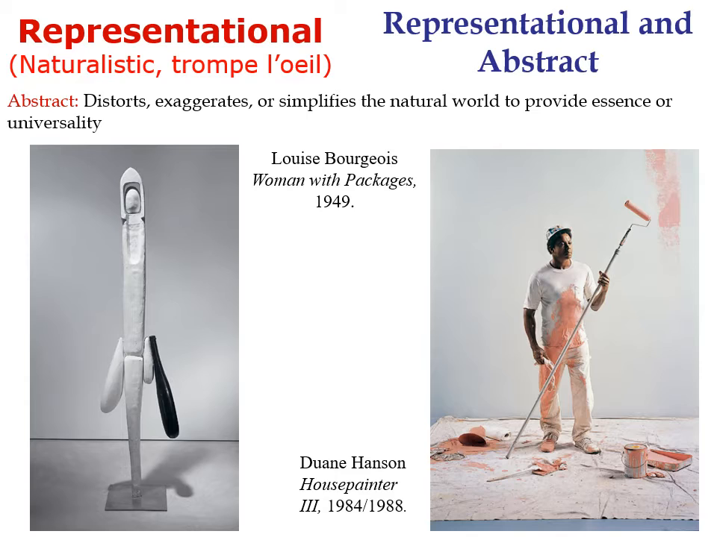The Louise Bourgeois, Woman with Packages, technically is representational, but it's abstract. And typically abstract is when, much like the Alice Neel from the last lecture, there's an abstraction of the human form. Same with the Mayan piece: still human forms, but abstracted to fit their needs and the styles that they are working in. So again, both are representational, one being very naturalistic, while the other is an abstracted human form.